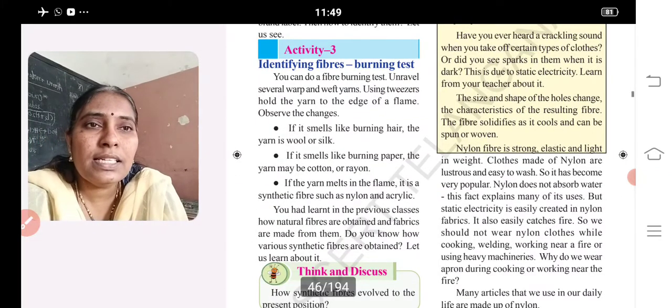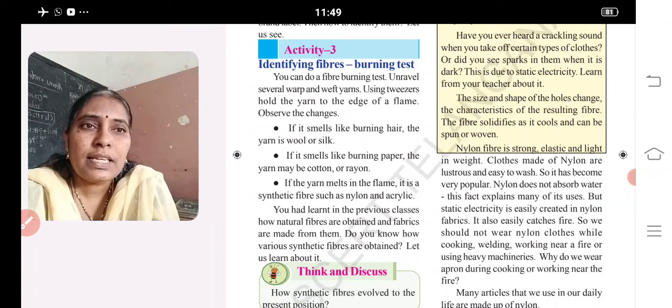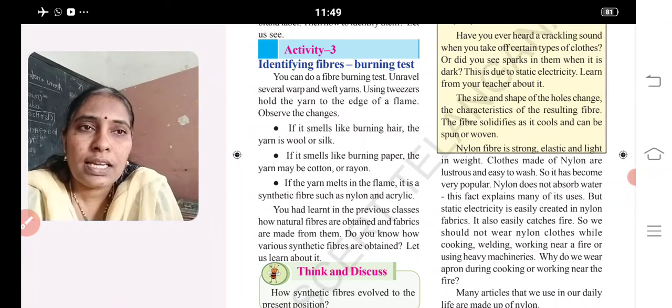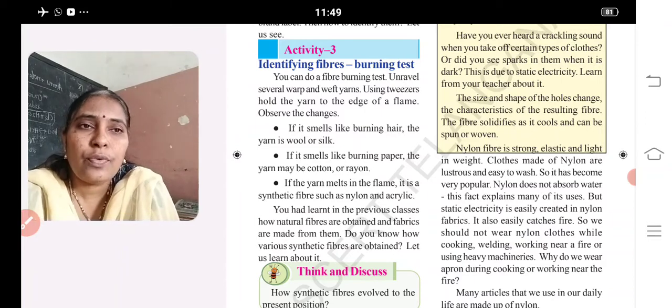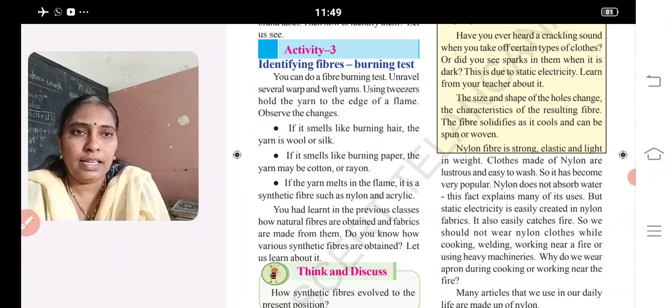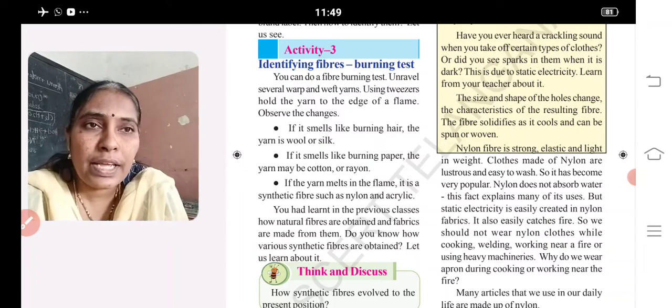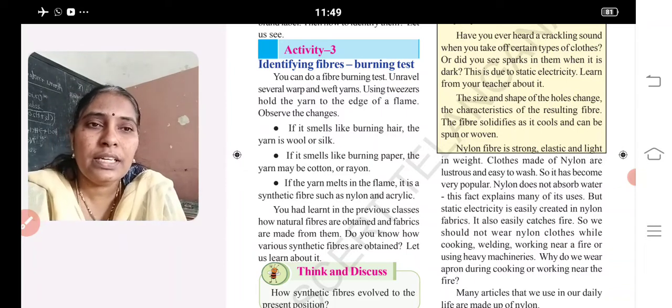And if it smells like burning paper, it is cotton or rayon. And if it melts in the flame, it is a synthetic fiber, that is nylon and acrylic. Okay, this is the flame test or burning test for different fibers.